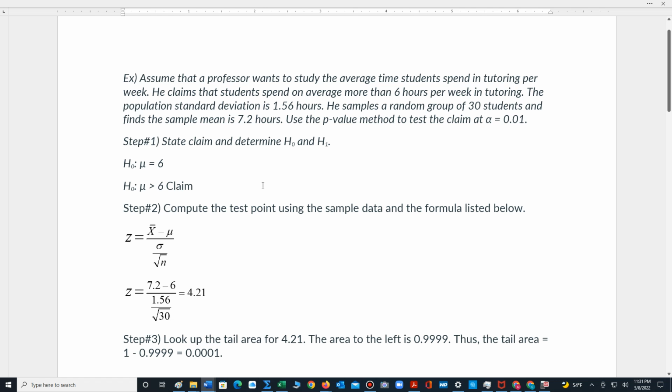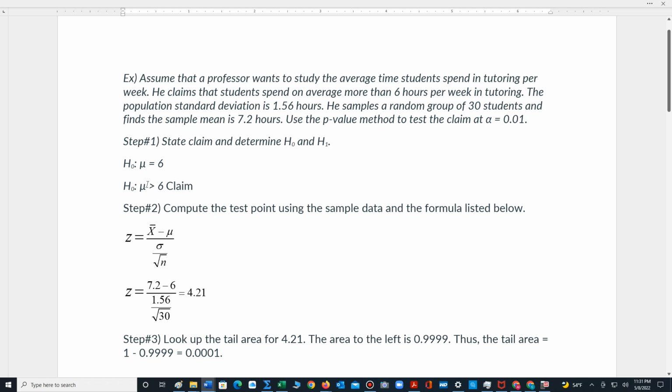When performing the p-value method, step 1 is we have to state the claim, determine H sub naught and H sub 1. H sub naught is also known as the null hypothesis or H naught. So the claim, and we can use this sentence here that has the word claim in it: students spend an average of more than 6 hours per week. So the claim is that the mean is greater than 6.